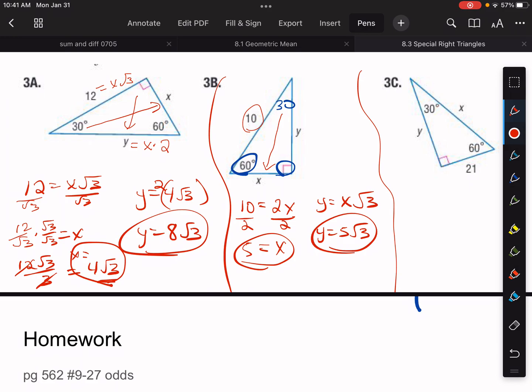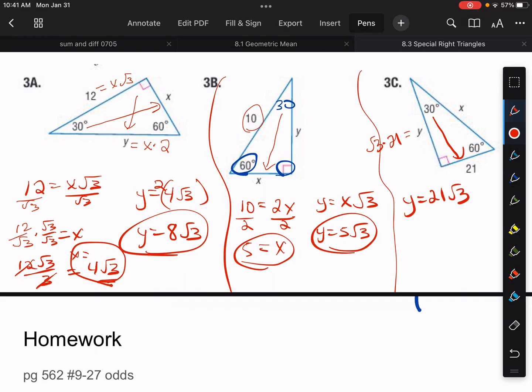All right, let's try another one here. So straight across from my 30, I get 21. That's my shortest side is 21. Okay, so again, my y is equal to square root of 3 times x, or times the 1, I should say, which in this case is 21. So y is equal to 21 root 3.